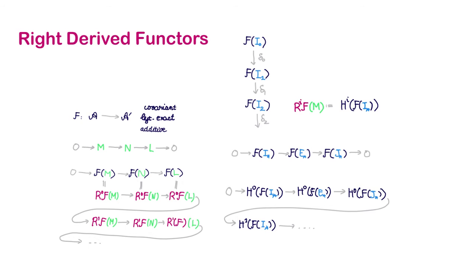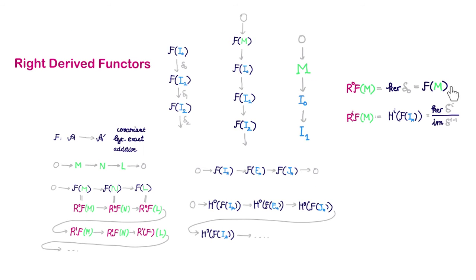For example, let's say this is the cochain complex associated to M. Then we can define the ith right-derived functor of f evaluated at M to be the ith cohomology group of this corresponding cochain complex. We just need to make sure that the zeroth right-derived functor of f evaluated at M is actually f of M. Since that will correspond to the zeroth cohomology of this cochain complex, i.e. the kernel of delta naught, we just need to make sure that the kernel of delta naught is indeed f of M. There's an easy way to guarantee this.